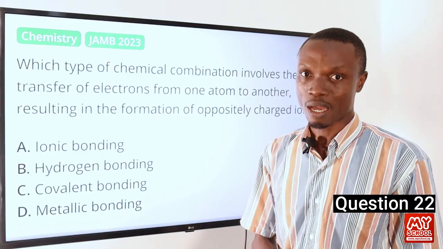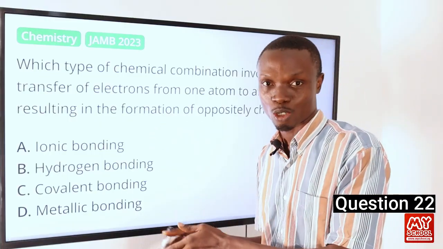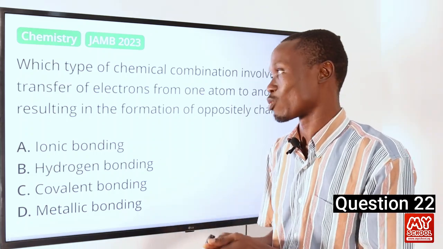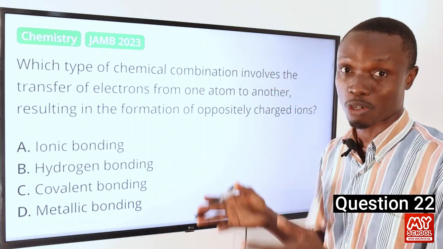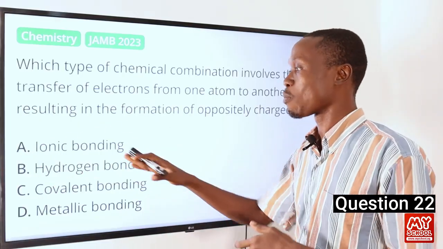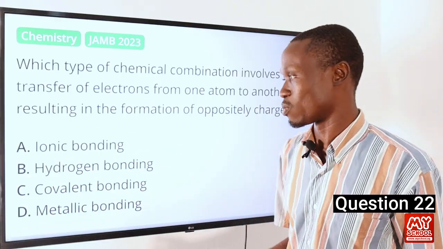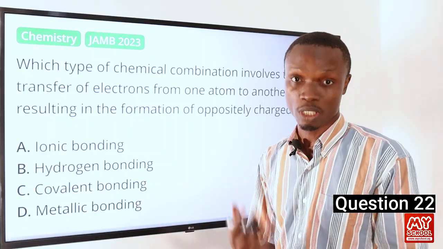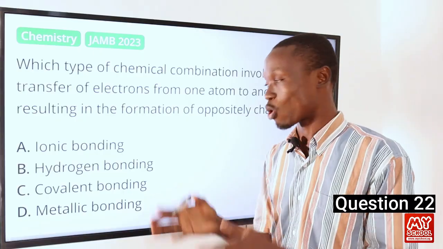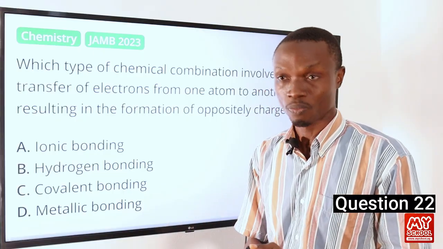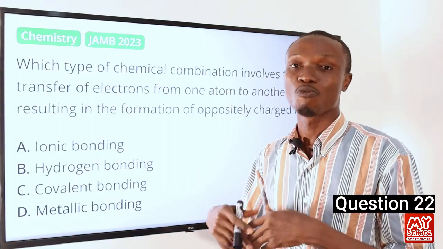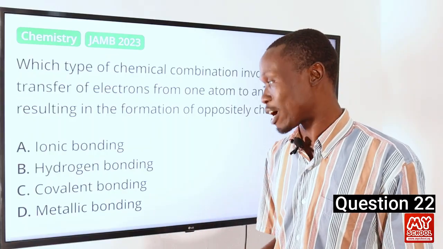The metal transfers electrons to the non-metal, while the non-metal accepts the electrons, resulting in the formation of charged ions. So option A is our answer, but let me just explain the remaining options. Option B is hydrogen bonding. Hydrogen bonding is a dipole attraction which occurs between a hydrogen atom and a strongly electronegative element like fluorine, oxygen or nitrogen.